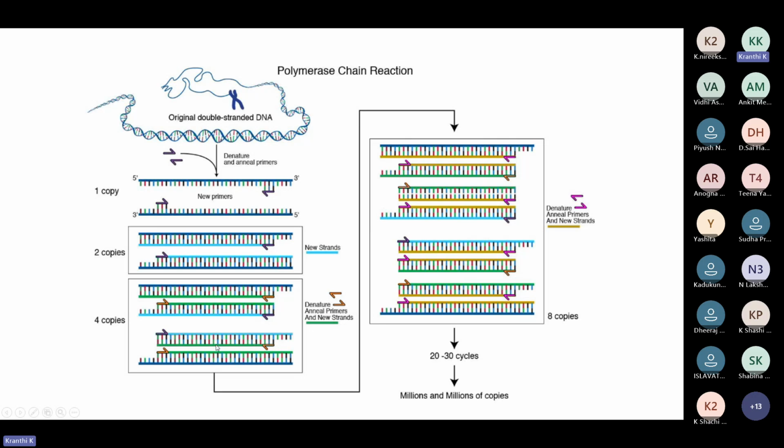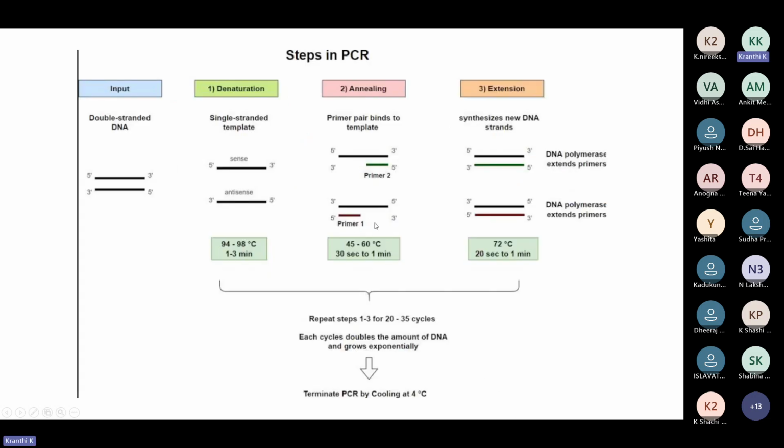Then it will become four copies. Then four copies will give you 8 copies. Then after 20 to 30 cycles, you will get millions and millions of copies. Got it? It's 8 copies, right? One copy, two copies, four copies, then denature, annealing, adding the strands. Denaturing, annealing, adding the strands like this. Now you will get multiple copies.